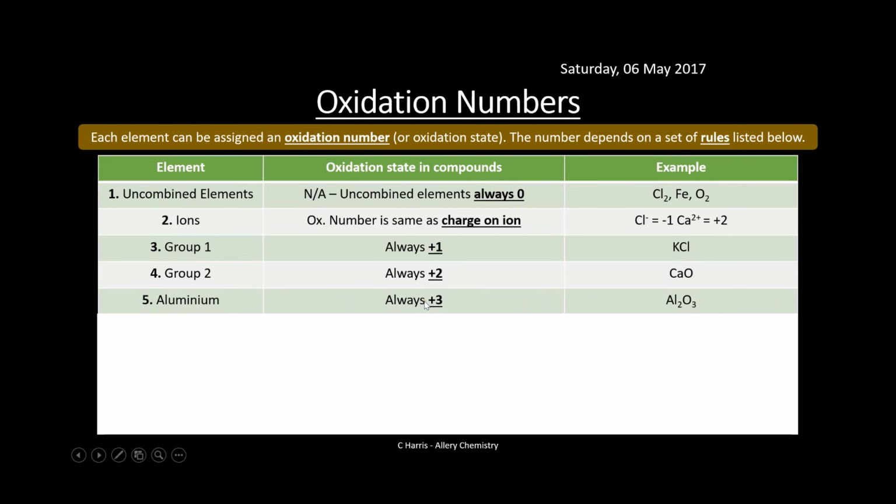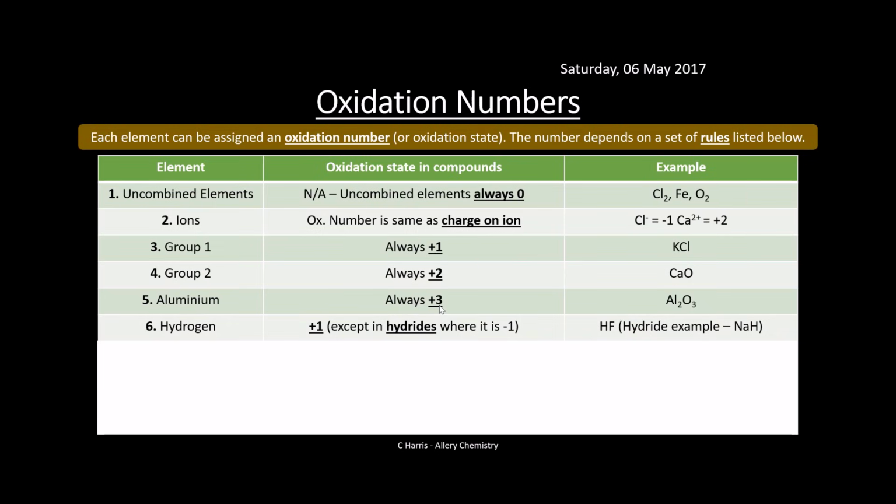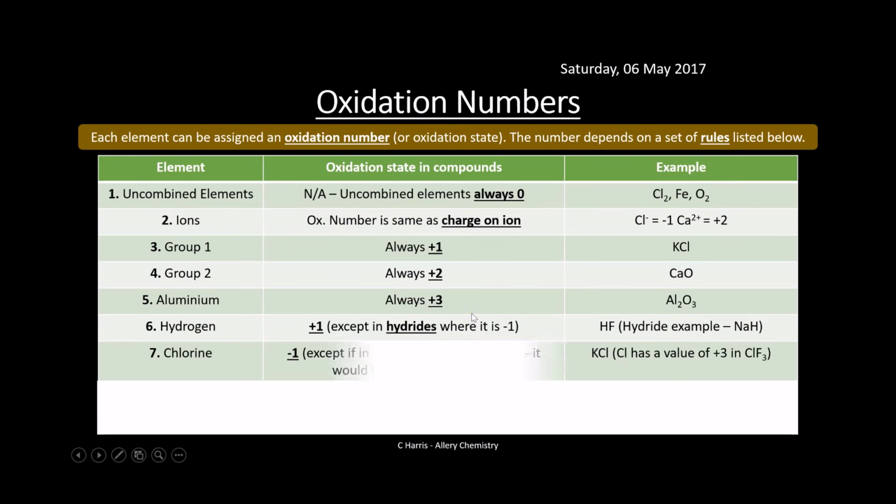Aluminium is always +3. In this case, aluminium oxide is always +3. So there's no exceptions to that one. Hydrogen, here's where the first exception comes in. Hydrogen is always +1. So here, for example, in HF, hydrogen is +1, except in hydrides where it's -1. So here's sodium hydride. Hydrides are just where hydrogen is bonded to a metal, like sodium, for example, like group 1. It could be group 2, 1, to be honest. They're called hydrides, and hydrogen is -1 in this case.